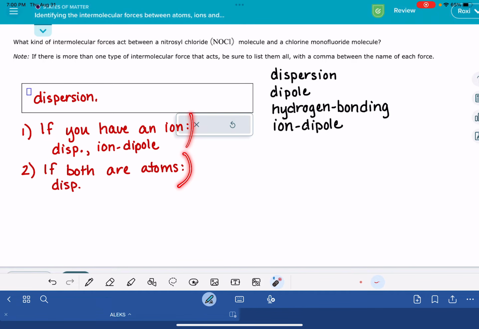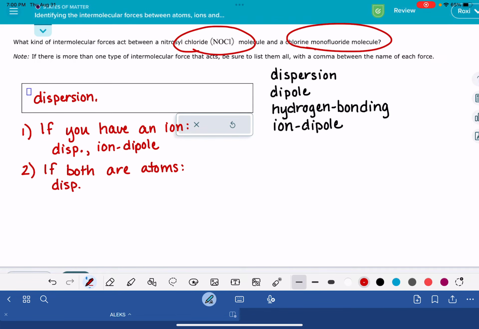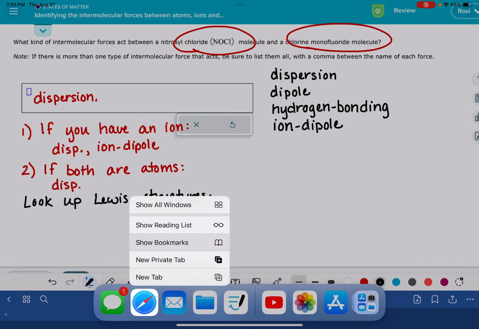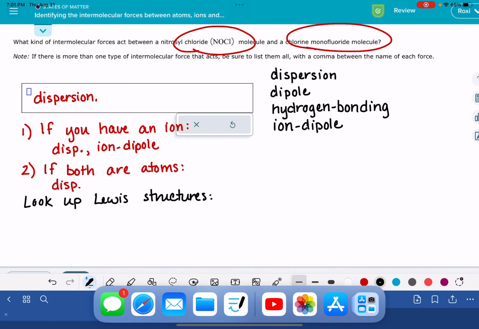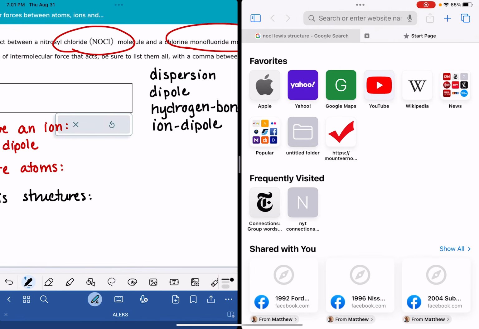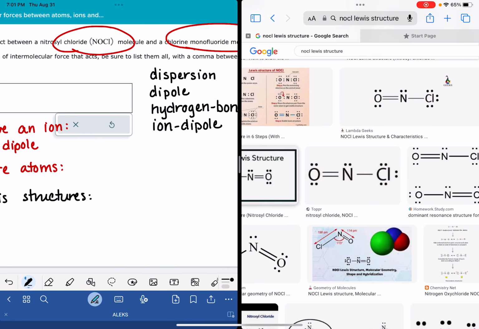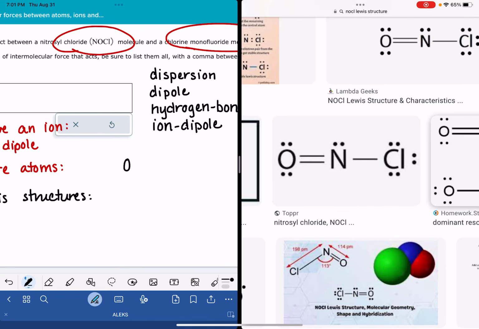Unfortunately, most of the questions are not quite that easy. Like mine, that's not an ion, that's not an ion, and also not atoms as well. So then we're going to have to be a little bit trickier. If you don't have an ion and you don't have just simple atoms, the next thing that I want you to do is look up or draw the Lewis structures for both of those molecules. And I do encourage you, just to save time, even if you're really good at drawing Lewis structures, to use the internet to look those Lewis structures up for you, which is what I'm going to do. So I've got NOCl's Lewis structure right here, and I'm just going to copy it right there. Don't forget the lone pairs.